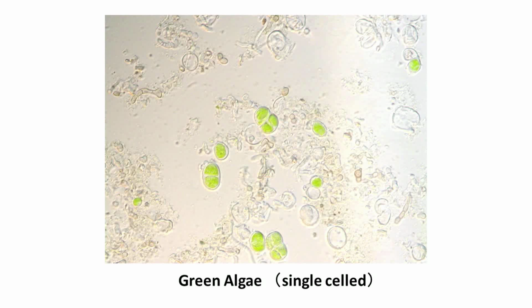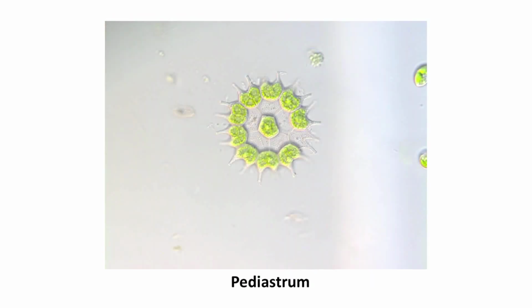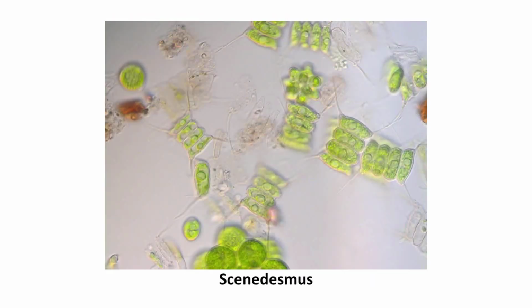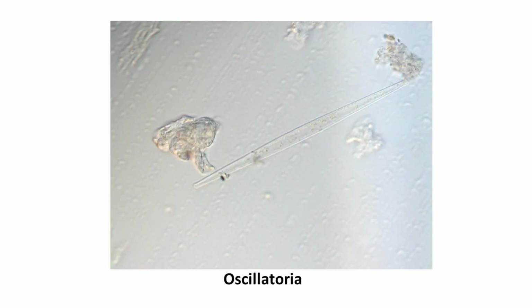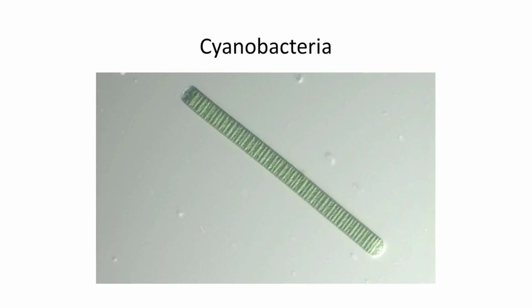This is green algae, which is simple and single-celled. This is Pediastrum. This is Scenedesmus. And this is Oscillatoria. It's a brown algae. And this is cyanobacteria, but this is not algae.